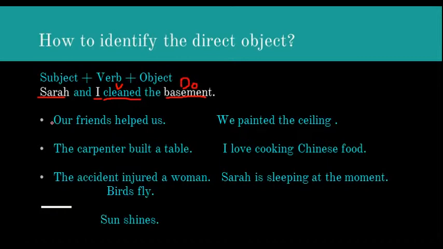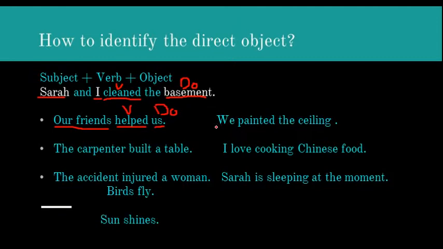Next example, our friends helped us. In this sentence, our friends is the subject. Let's find the action verb. Helped is the action verb. So, our question will be helped whom? Us. Therefore, in this sentence, us is the direct object.